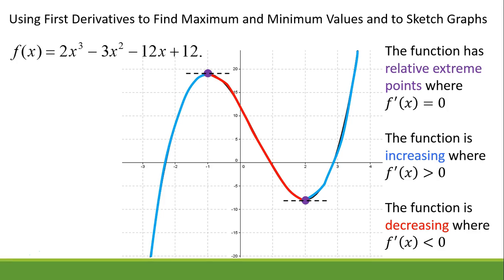Now stop for a second and think about what happens on either side of those points where we had a relative extreme point, where we had a relative maximum or a relative minimum. You'll see that on either side of the relative extreme points, the first derivatives were changing signs. They were either changing from positive to negative or from negative to positive. That's going to be something that will be really important to help us graph functions.